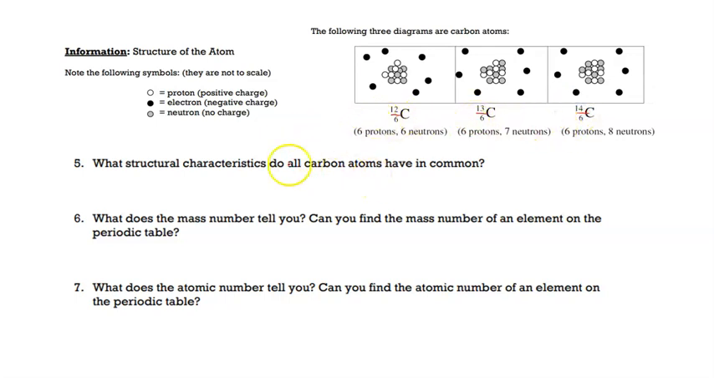In all carbon atoms, right? If we compare these 3 models of carbon atoms, and again, atoms being neutral or having no plus or minus charge, all carbon atoms, if you look at the models, have 6 protons and 6 electrons. And again, the number of protons tells us that it is in fact carbon, right? 6 protons, 6 protons, 6 protons.